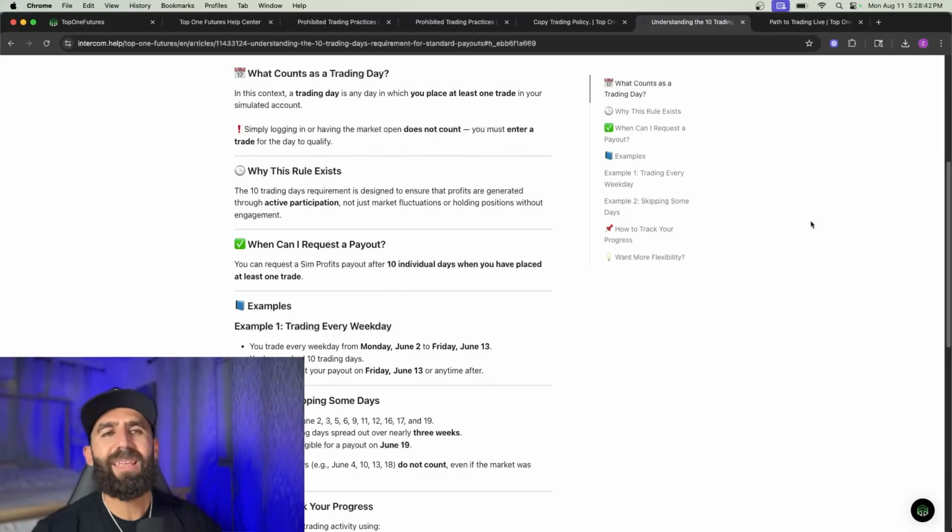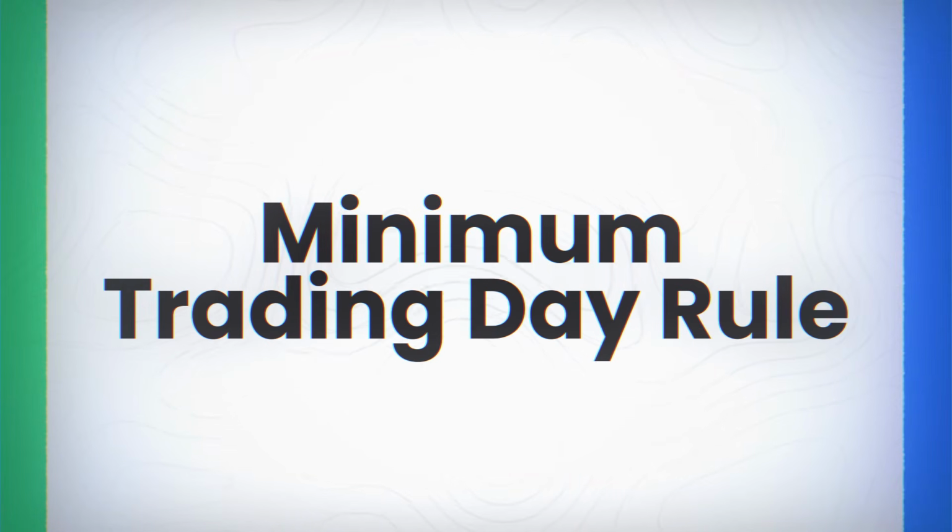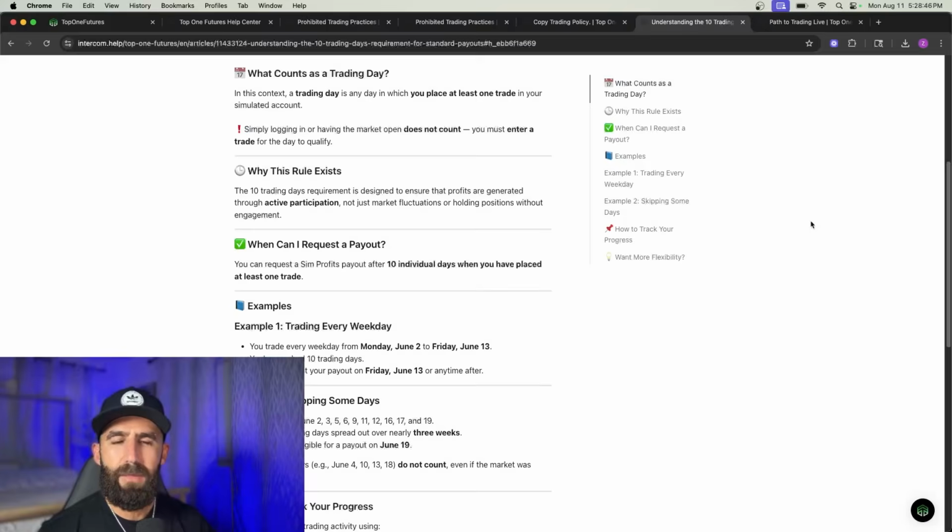Another one to take a look at is the minimum trading day rule. So there is a 10 minimum trading day rule with the instant funded accounts, with the straight to sim funded pro accounts. People ask what is a trading day, right? What do you have to do on a trading day for it to count? It's opening and closing a trade.